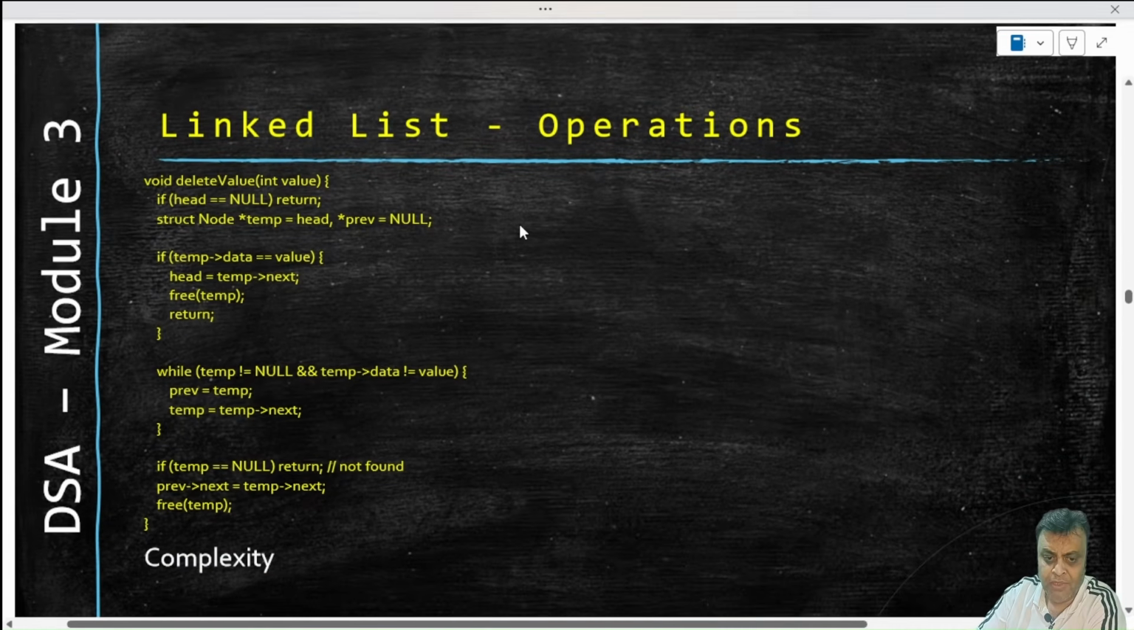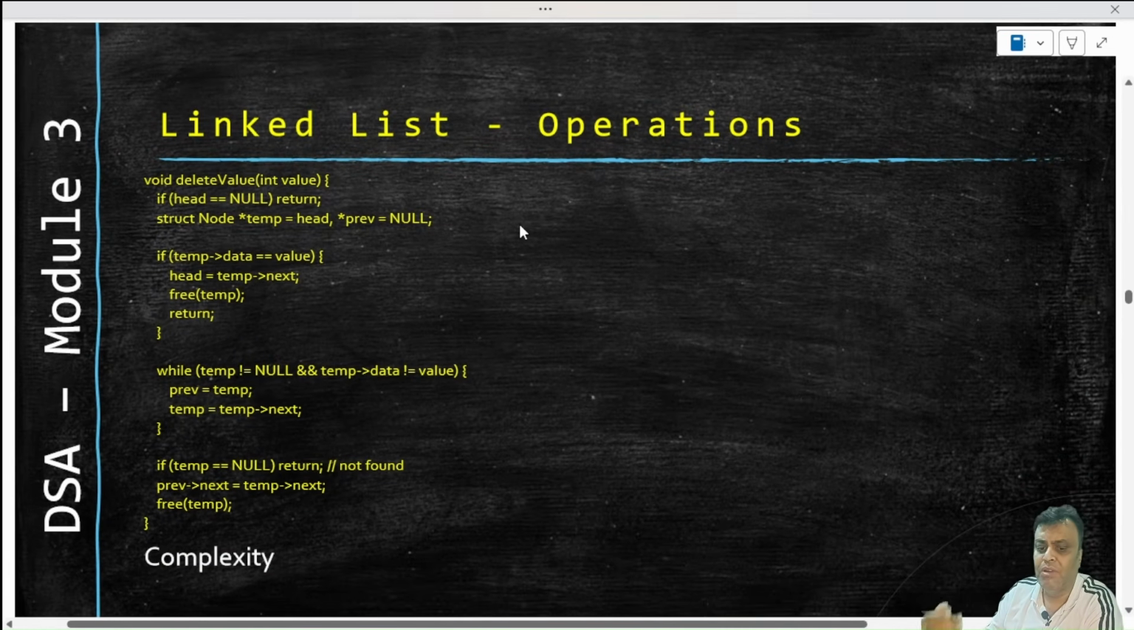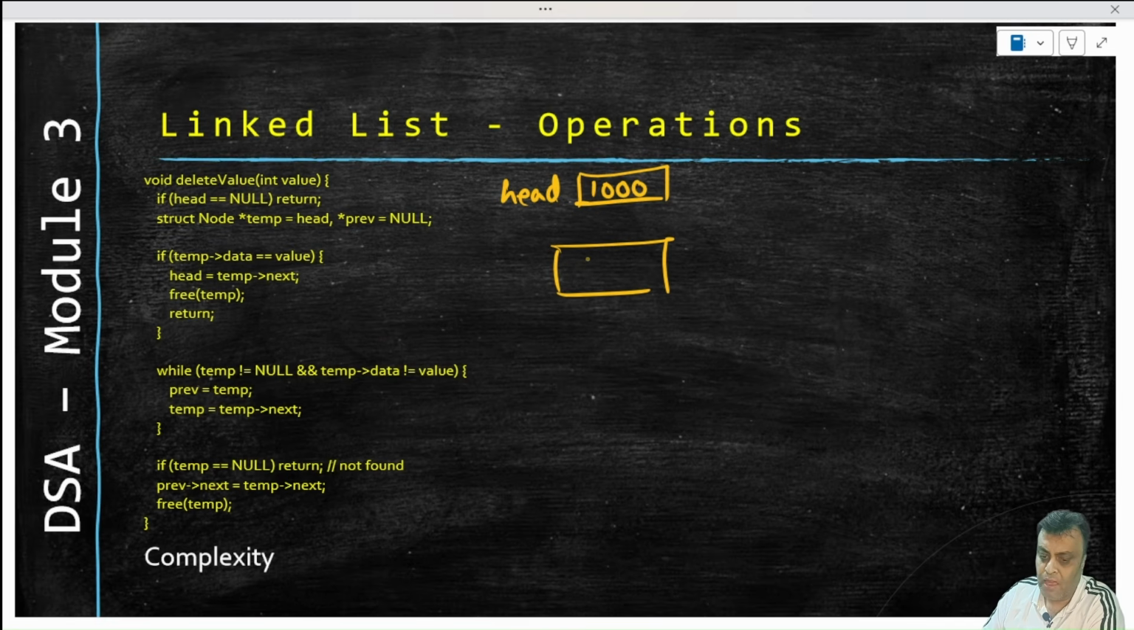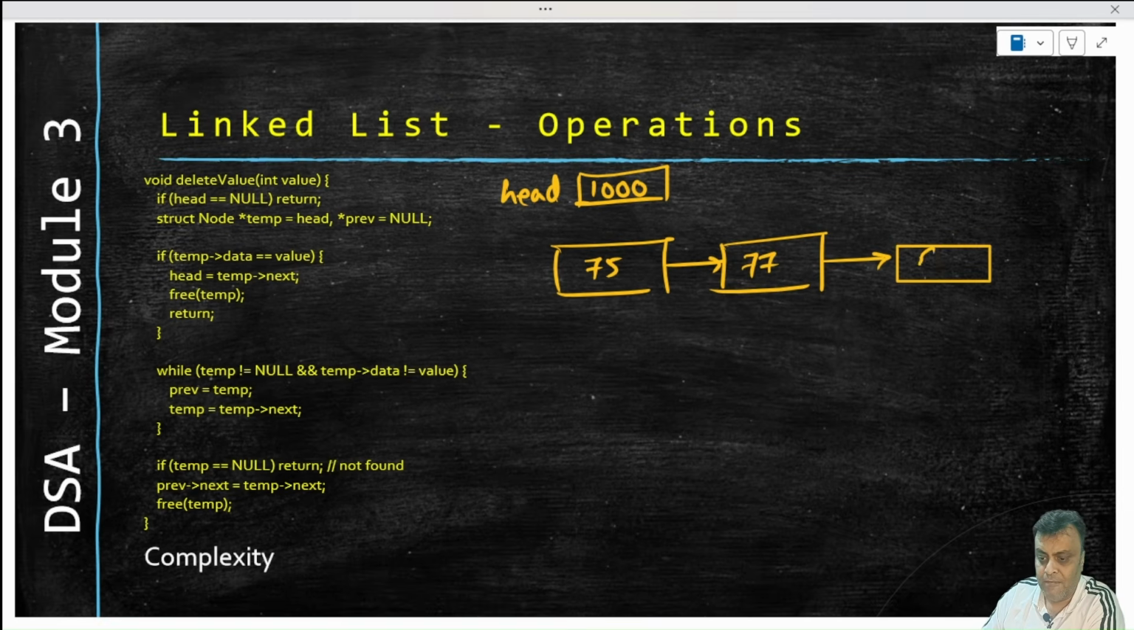There is one more delete. Typically we will use it for searching for a value and deleting that value, right? So again, let's take an example. So we will say that we have a 3 element list, right? So this head actually has, let's say, 1000, and this 1000 is having a data which is 75, which is pointing to, let's say, 77, and which is pointing to, let's say, 9, and which is pointing nowhere. So this is 1000, this is 2000, and this is 3000.